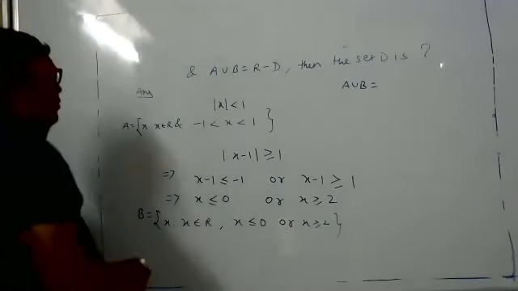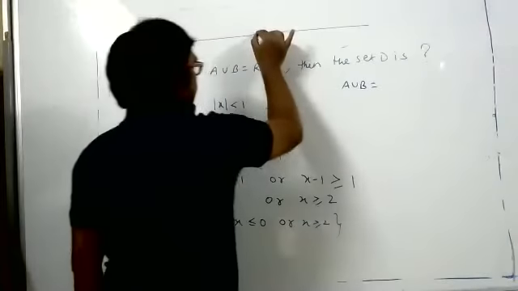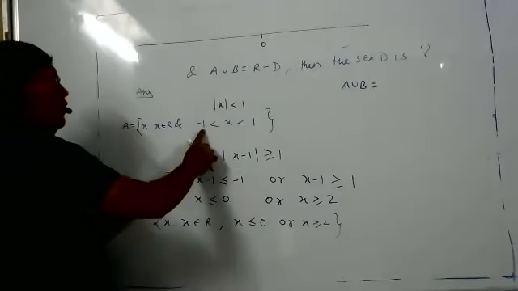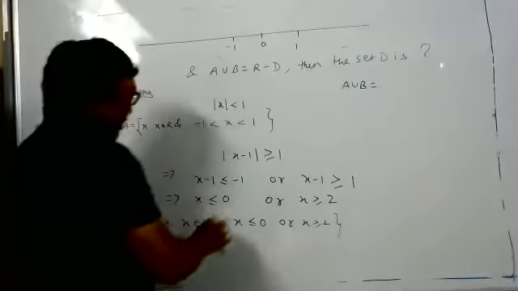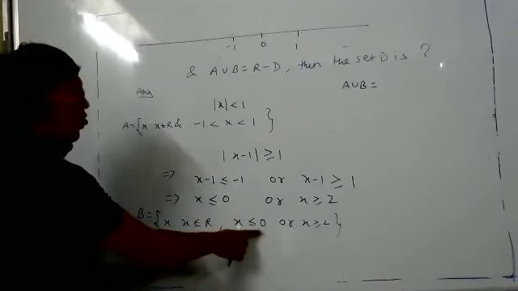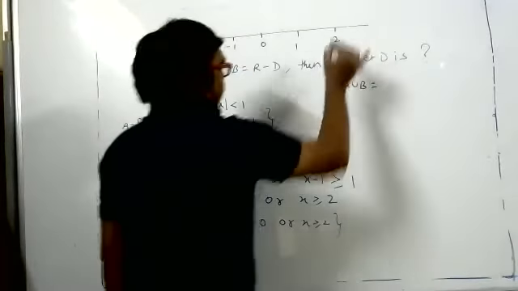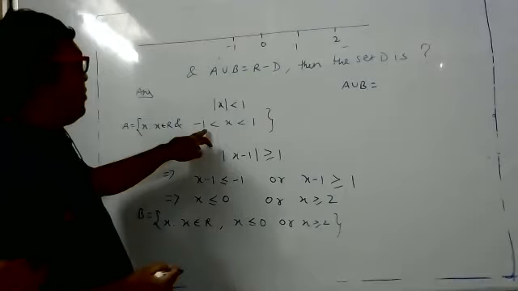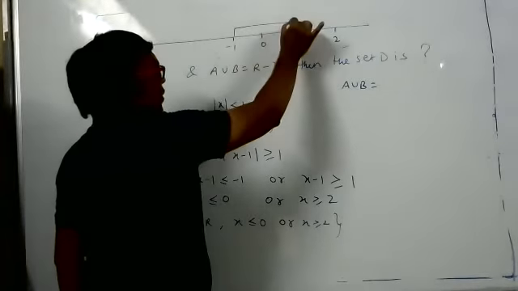It is easy, we can do it, but if you draw a number line, it will be easier. Draw a number line, all of you know the number line. Here 0 will be there. Then which number is there? Minus 1, somewhere here. 1 here. Then which number is involved? 0, already we mentioned 0. And 2 here. So we want A union B, which means set A also, set B also. Set A means minus 1 to 1.